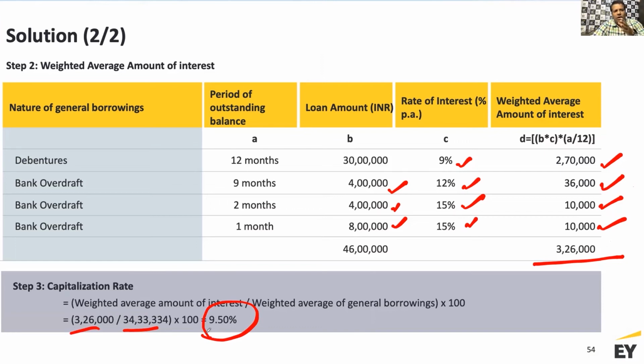All right. So now I hope you understood how you determine the capitalization rate, right? If you want to do it very simply, look at your total interest cost based on the available information. You then time-factor weight your outstanding borrowings, and then divide the total interest cost by your weighted average of borrowing. That will give you your capitalization rate, which is 9.5% in this example.